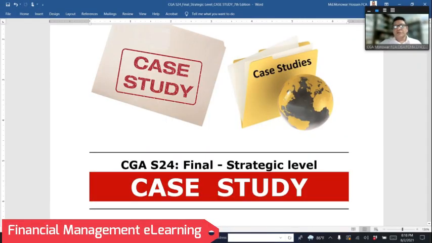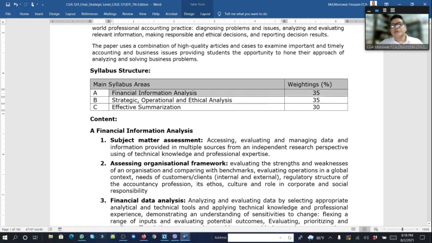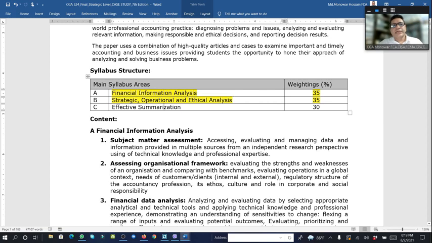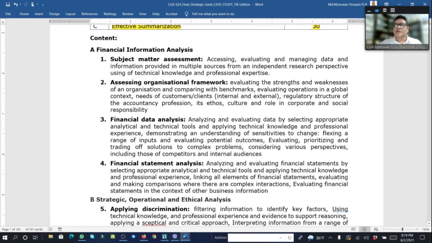So if we see our case study paper, we have three basic topics: financial information analysis, weight is 35; strategic, operational, and ethical analysis, weight is 35; and effective summarization, which is 30. So the case study is a huge matter, that means over the overall subject, we have 24 subjects, all summarized within this case study.